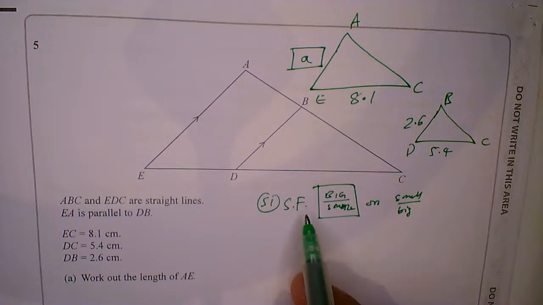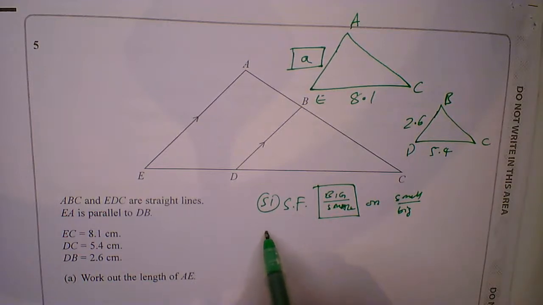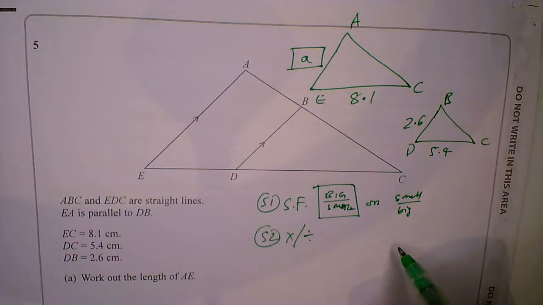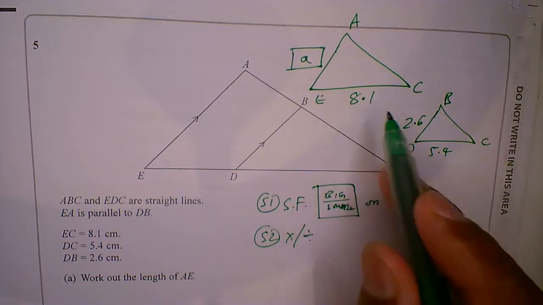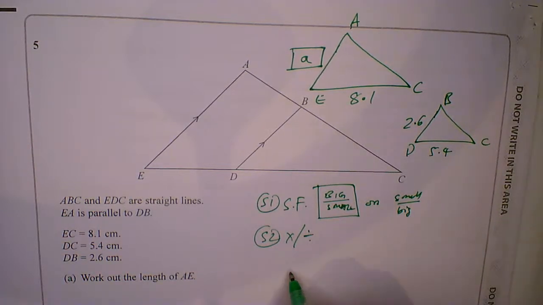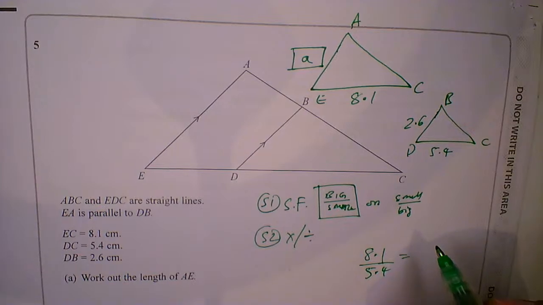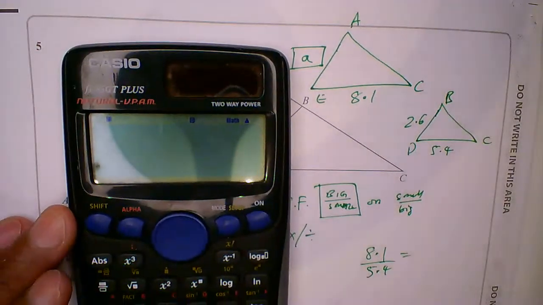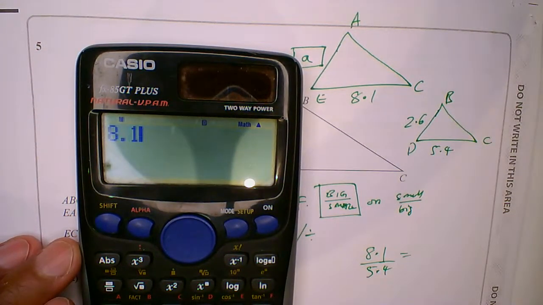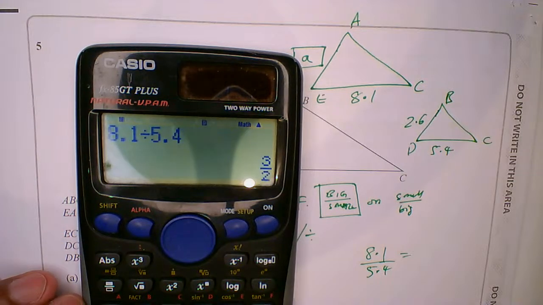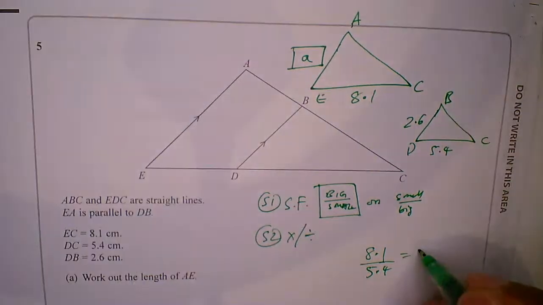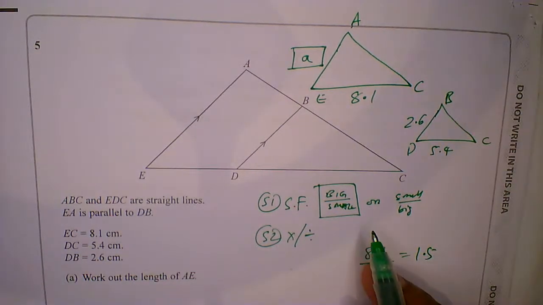Once you've done the scale factor, you have to multiply or divide. So that's how we do it. I've got 8.1 divided by 5.4. Can you see that on the screen? 8.1 divided by 5.4. Let's get a calculator out. That equals 1.5. So now my scale factor is 1.5.